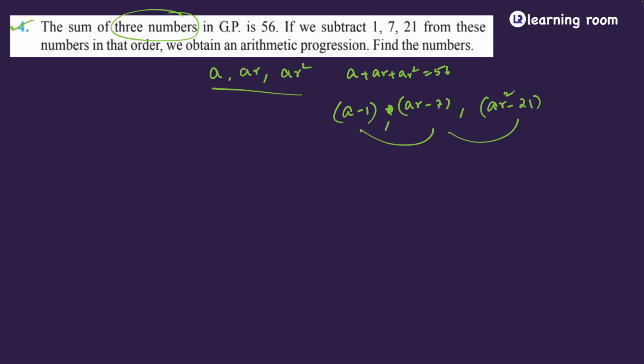So how many unknowns are there in this problem? What are they? How many equations do you have? So two unknowns, two equations. You should be in a position to get the value.